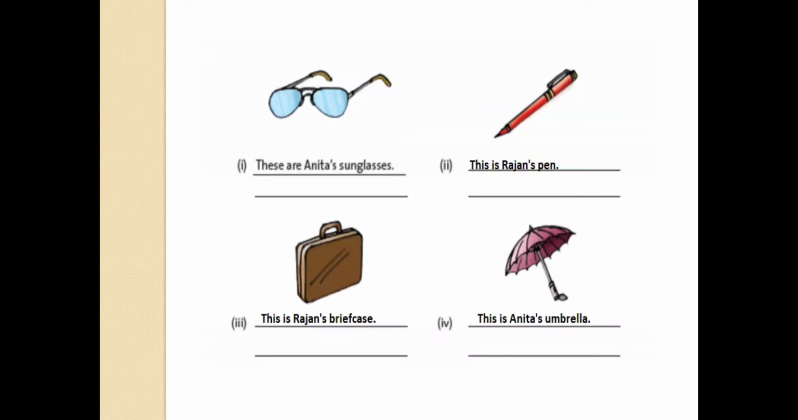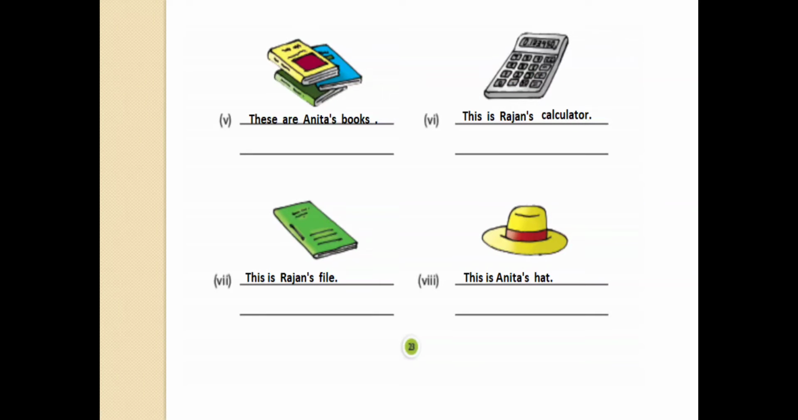And pen is singular, so pen belongs to Rajan. This is Rajan's pen. Briefcase also belongs to Rajan, so this is Rajan's briefcase. Next is umbrella, which belongs to Anita. This is Anita's umbrella. Next is picture number 5. Here we have some books. So these are Anita's books. Books is plural, so we will write these. These are Anita's books. Calculator belongs to Rajan, so this is Rajan's calculator.